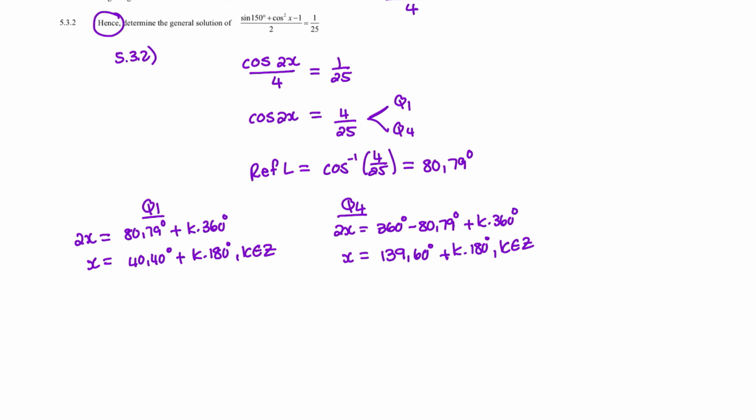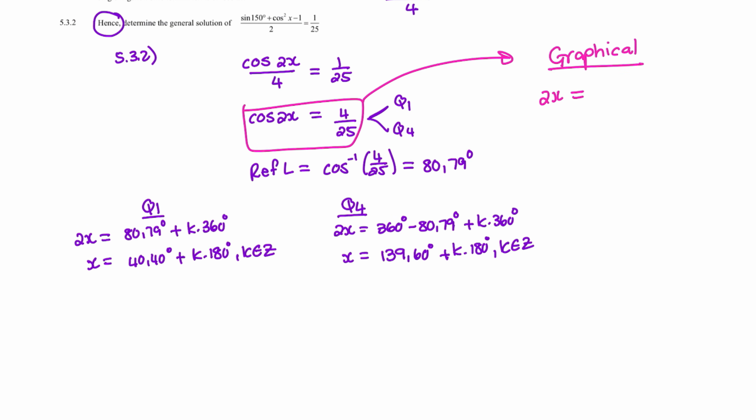The other way is you could have used, from this point on, the graphical method. So for the graphical method, we would say 2x is equal to plus minus 80.79 degrees plus k times 360. And then we'll divide everywhere by 2. So x is equal to plus minus 40.4 degrees plus k times 180 degrees, where k is an integer.